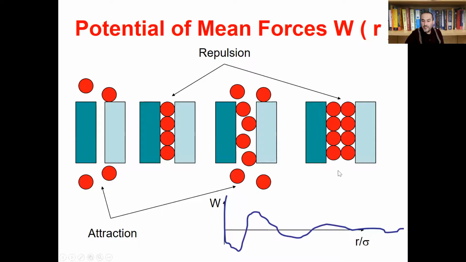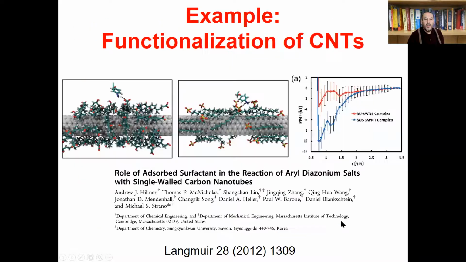This corresponds to two layers, and this corresponds to a single layer, because it's always more difficult to remove the last remaining layer of solvent molecules. That's why this peak here is relatively more positive compared to the other peak. Good. And a practical example: carbon nanotubes.